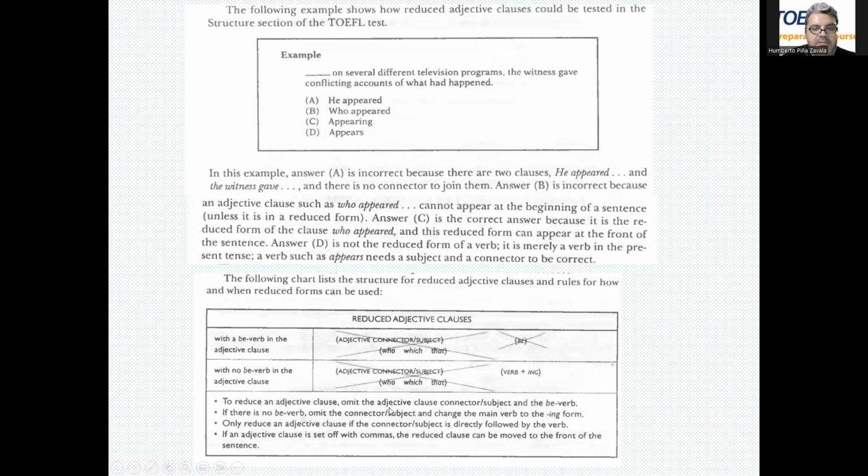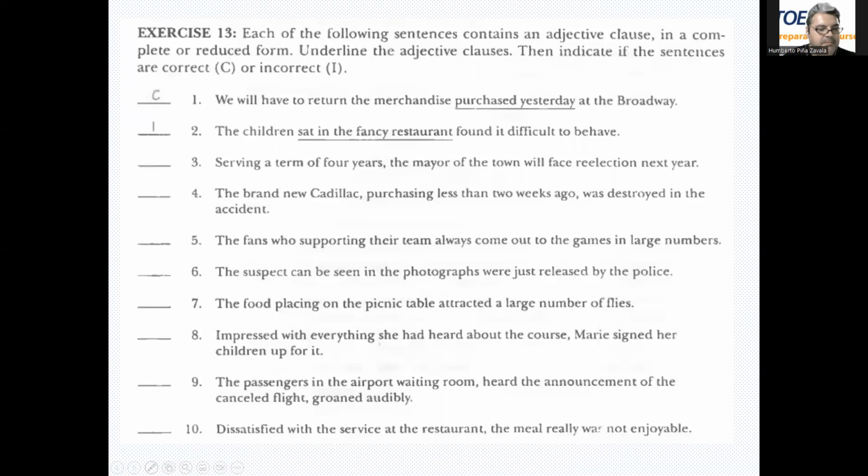To reduce an adjective clause, omit the adjective clause connector, subject, and the verb be. If there is no verb be, omit the connector and subject, and change the main verb to the ing form. Only reduce an adjective clause if the connector subject is directly followed by the verb. If an adjective clause is set up with commas, the reduced clause can be moved to the front of the sentence. Okay, so here it says, each of the following sentences contains an adjective clause in a complete or reduced form. Underline the adjective clause, and then indicate if the sentences are correct or incorrect.